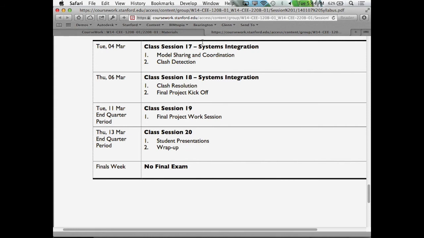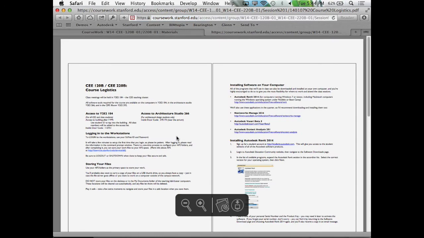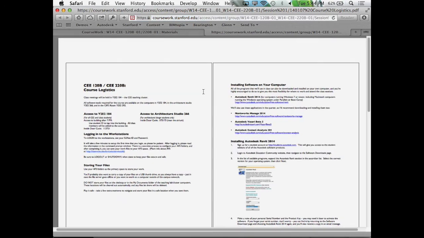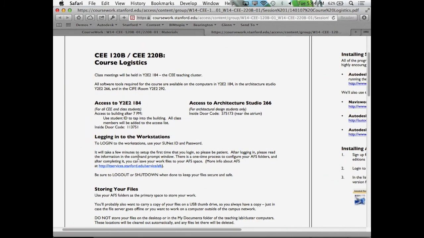Let me go ahead and put the syllabus away. Do a little bit of course logistics. I'm not going to spend hardly any time on this because most of you are familiar with this stuff. But just for the people who are new and haven't worked in here before, to get access to Y2E2 184, basically you need access to the building. Everyone will get added to the list to get access to the building after hours and on weekends. Then to get into this room, you need this code, 113751, which works on that little door over there.